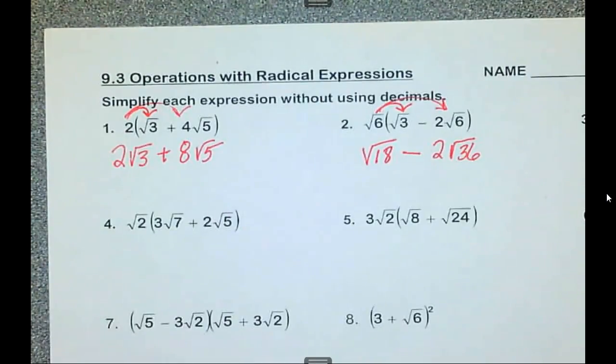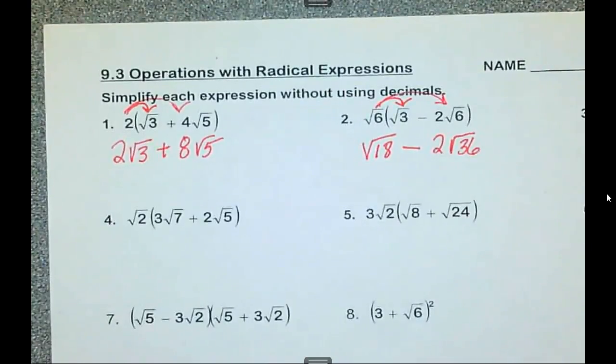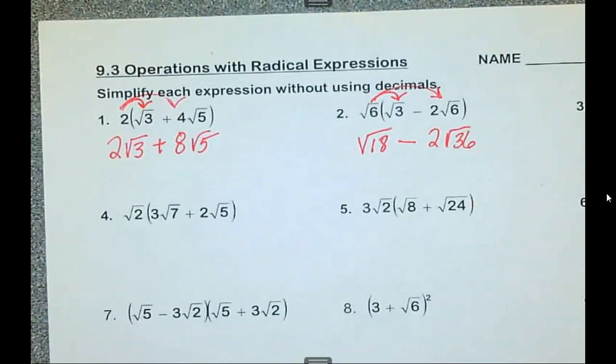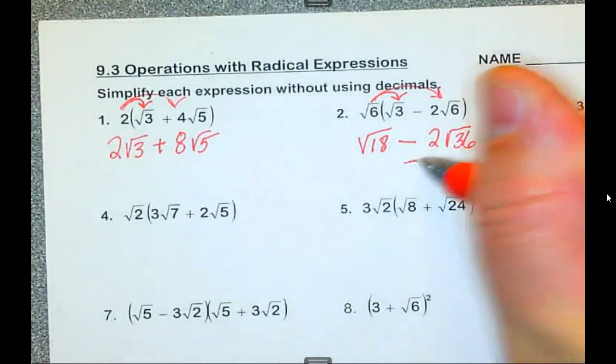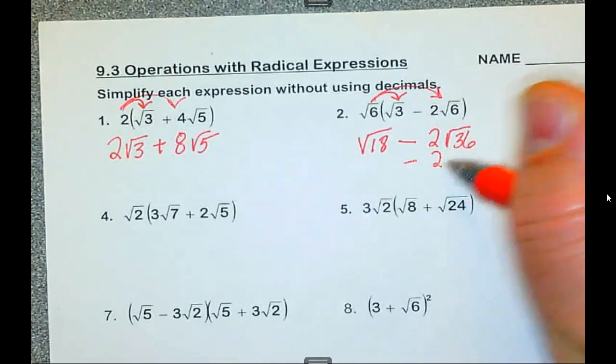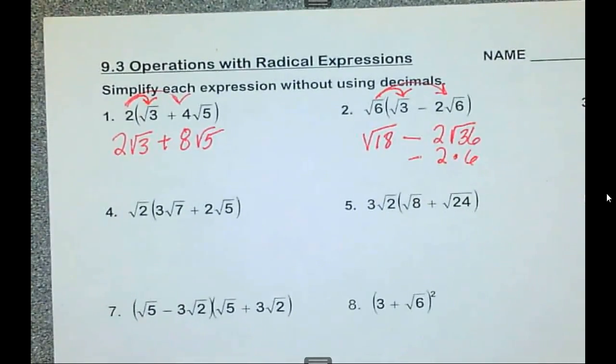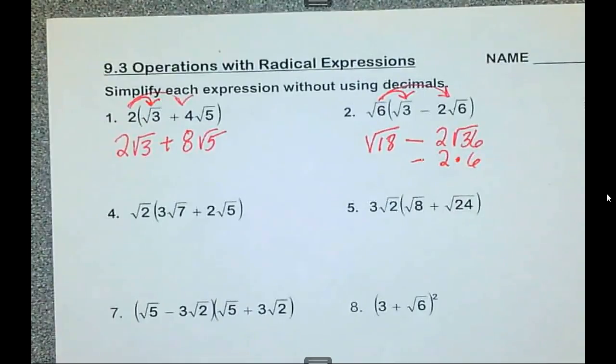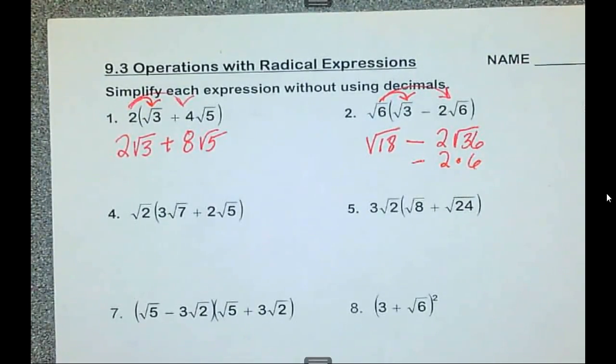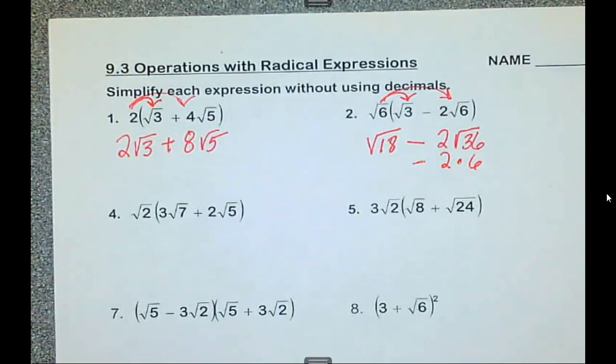Okay, good. And you notice that 36 is a perfect square. So I could change that. Square root of 36 is what? That's right, 6. Good. Just spit it out when you know it. And square root of 18, you have to simplify, right?